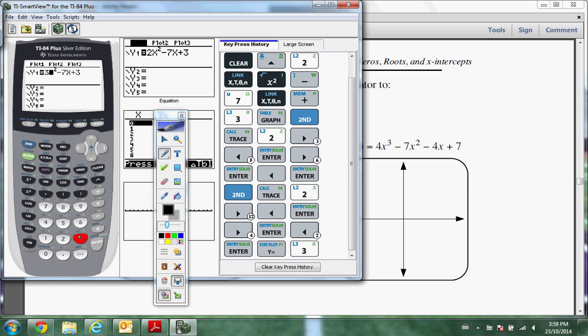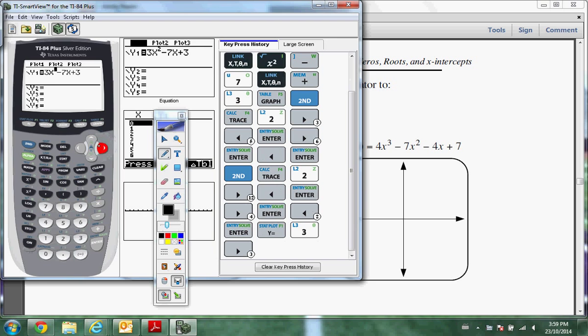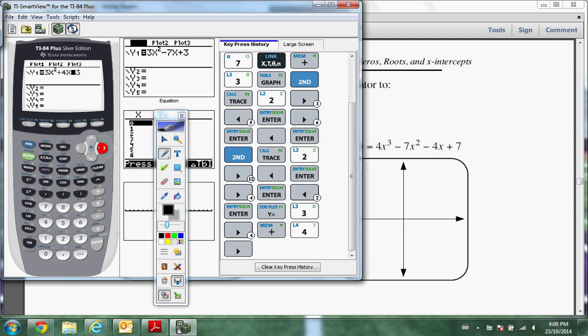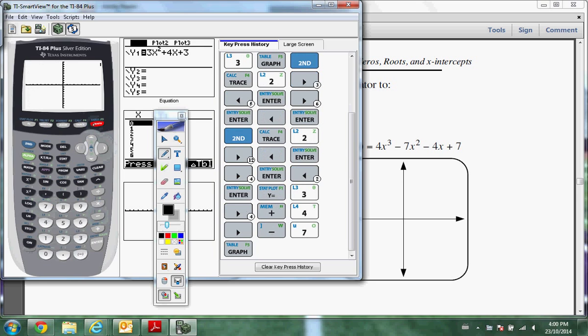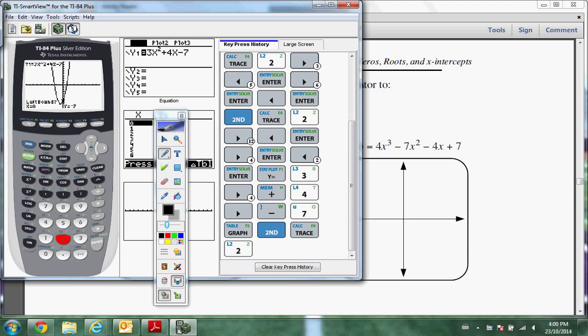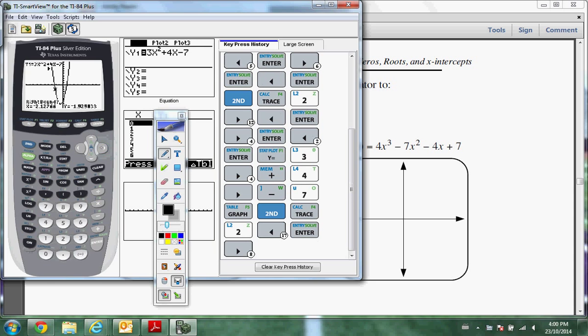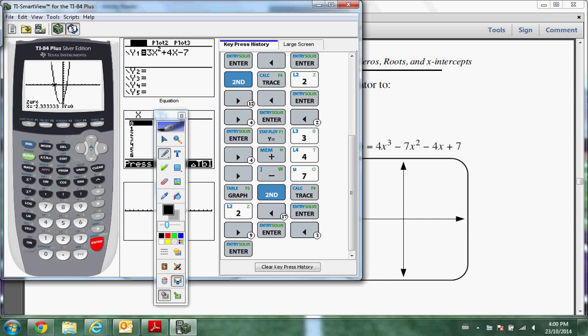All right, so 3x squared plus 4x minus 7. Okay, so that's what my graph looks like right here. So let's do it. You have to do your zeros now. Second trace, zero, left bound, okay, I'm left bound, enter. I'm right bound, enter, close, enter. Negative 2.3 repeating, so that's negative 2 1/3, or negative 7/3.